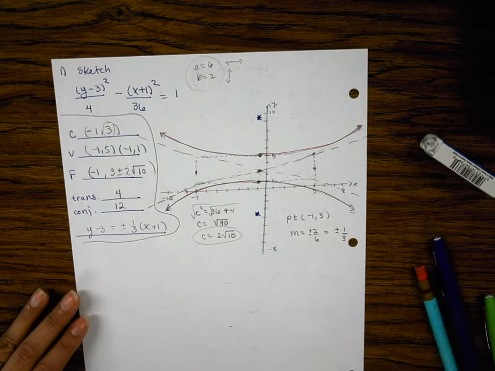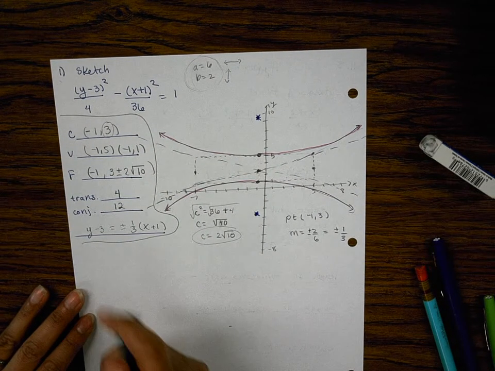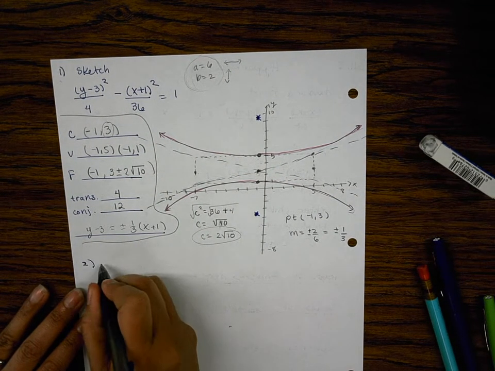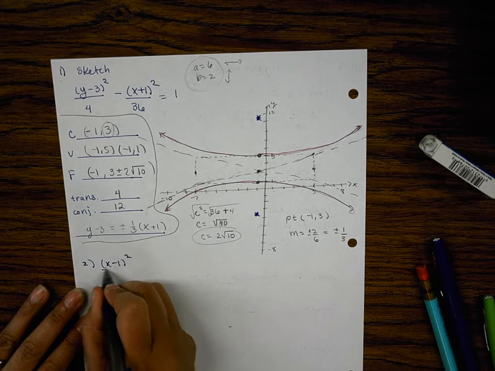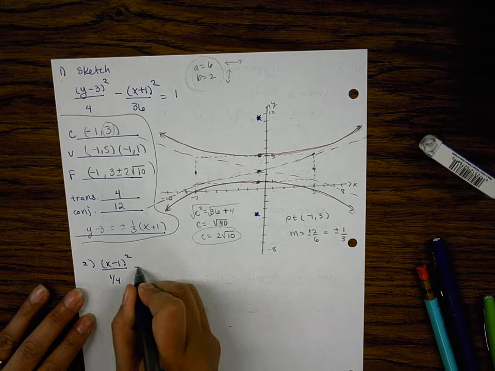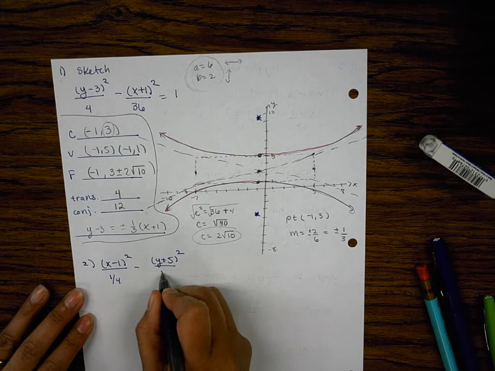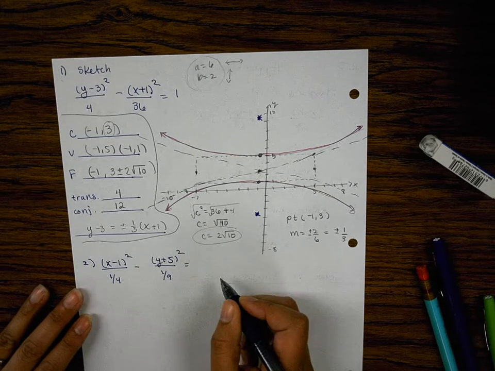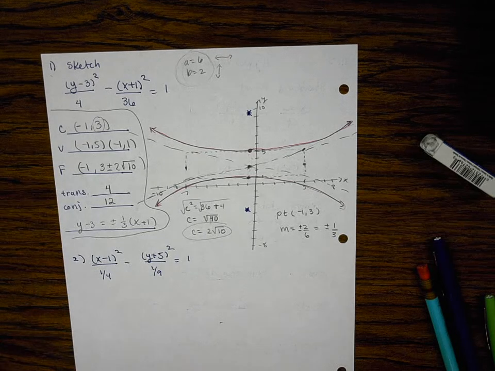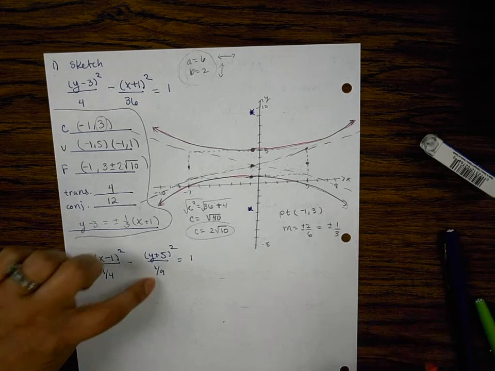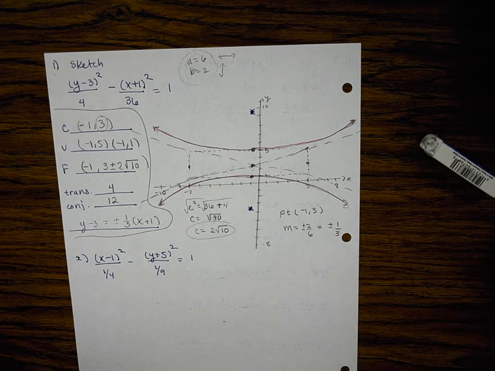I'm going to give you one that we're going to do together. Number 2, x minus 1 squared over 1/4 minus y plus 5 squared over 1/9 equals 1. You can try it on your own. This one's a little crazy because of those fractions, but still doable. That is it for this lesson.